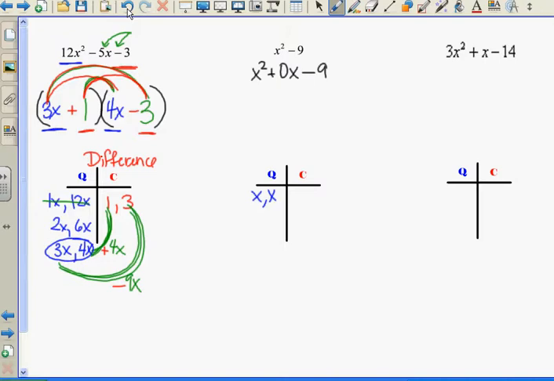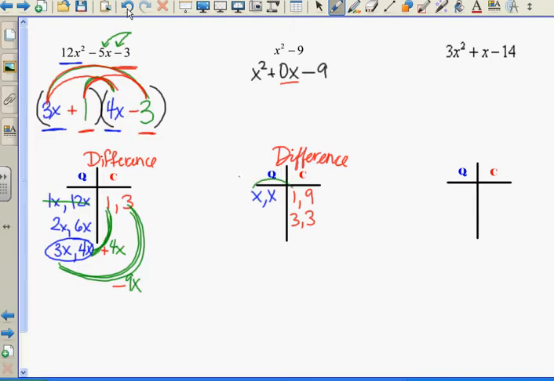Our constant piece is 9. The only thing that causes that, oh, we got two choices, 1 and 9, and 3 and 3. And since it's a negative 9, we know that this is going to be a difference table. So we're looking for things that have a difference of 0 when we link them together.